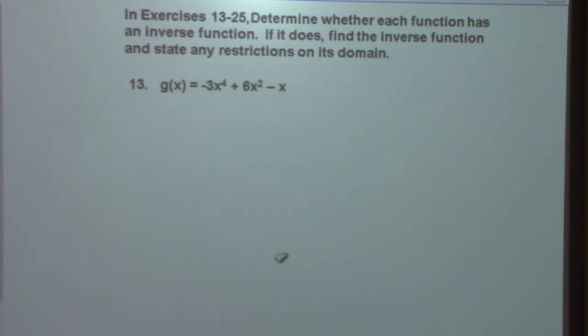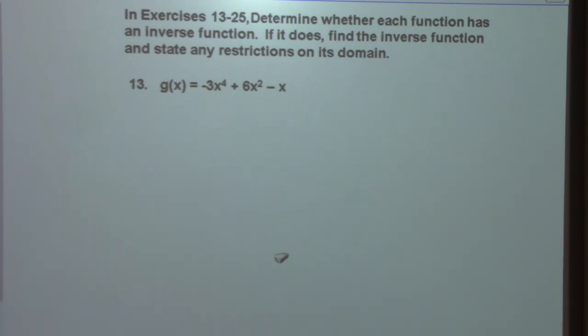Okay, now, are you done through 12 on these? Pretty well? Okay. Now 13 through 25, it's the same thing, except if the horizontal line test is passed, then find the inverse function also.